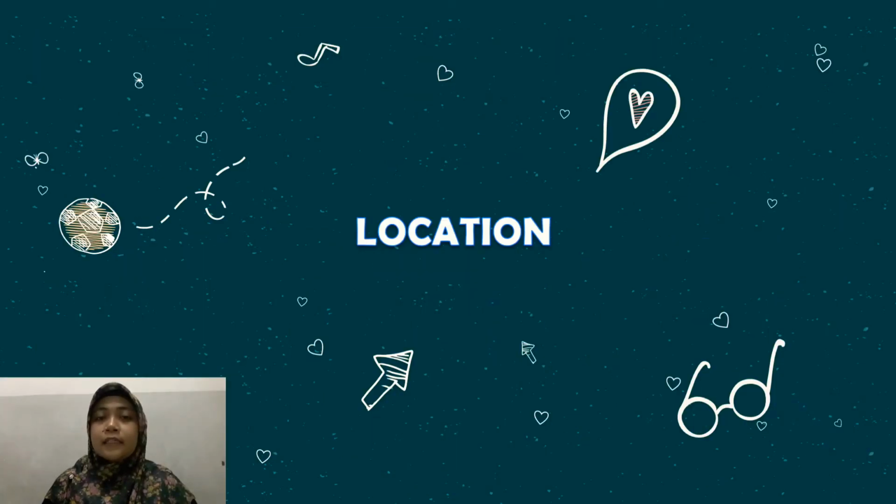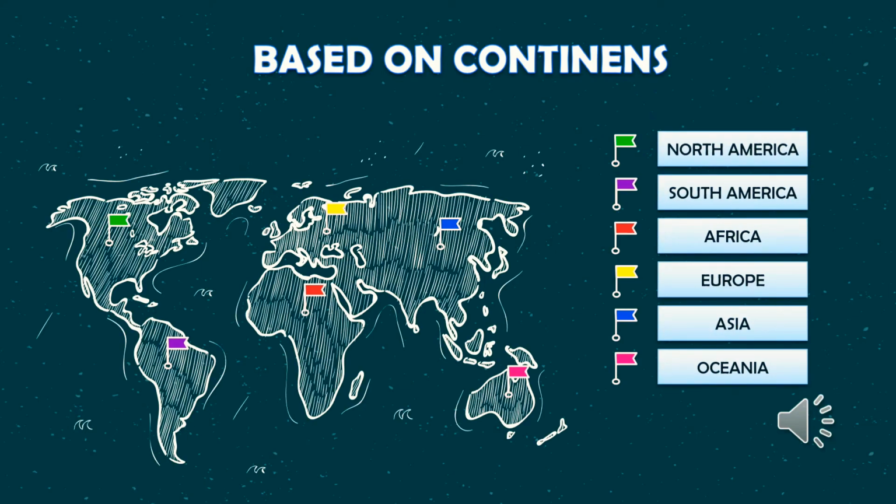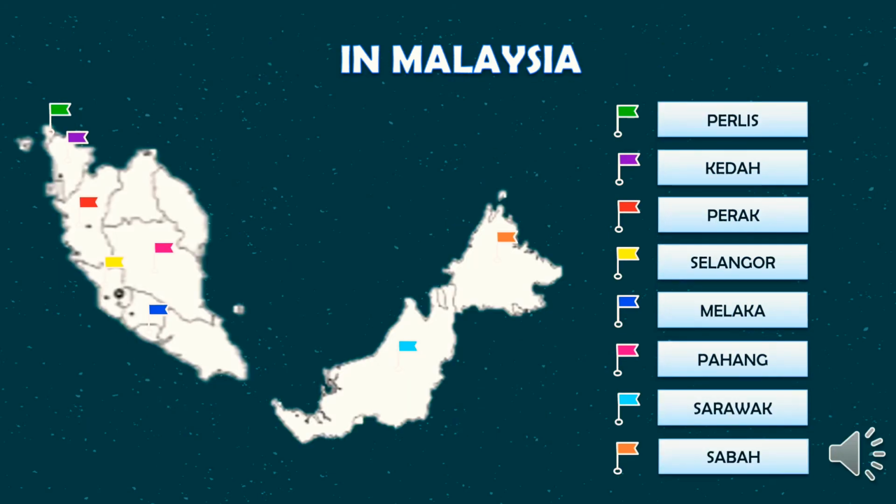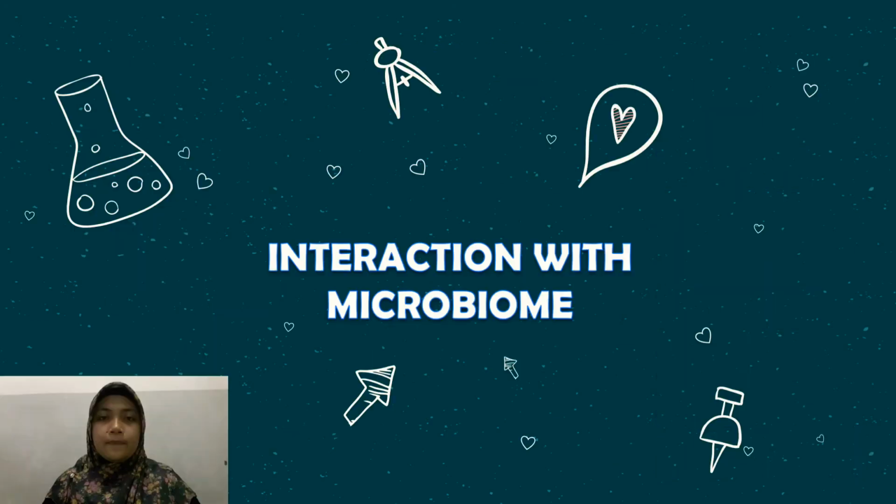Now we will touch on the third subtopic, which is location. Firstly, we see the location based on continents around the world. Duckweed can be found in North America, South America, Africa, Europe, Asia, and Oceania. Based on the map previously, Asia is one of the continents where duckweed can be found. Research has been done and it found that duckweed also can be grown in Malaysia. As we can see, this map shows the states where duckweed has been discovered by researchers.